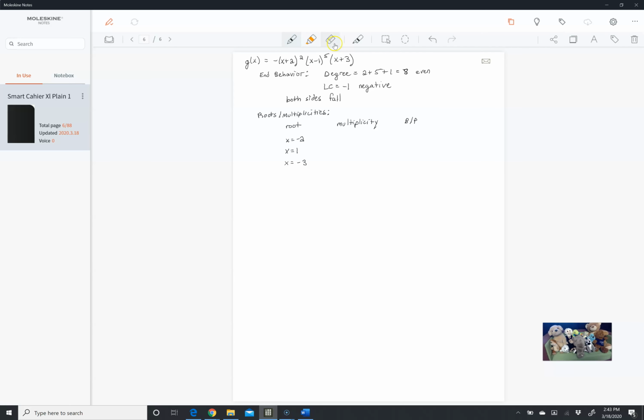To find the multiplicities, we look at the exponents. So our exponent here is 2. Our exponent for the x minus 1 is 5, so the multiplicity is 5. And our exponent for x plus 3 is 1. Now this will tell us whether it bounces or passes. The multiplicity is even, which means it bounces. The multiplicity is odd, which means that it passes. And this multiplicity is also odd, so we know it passes.